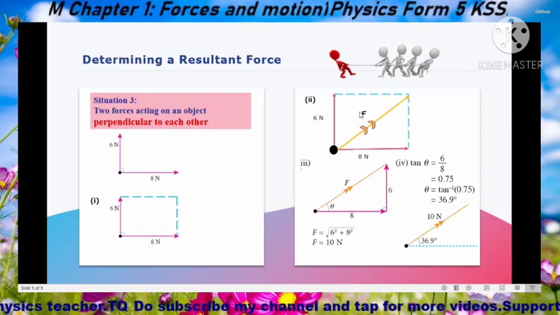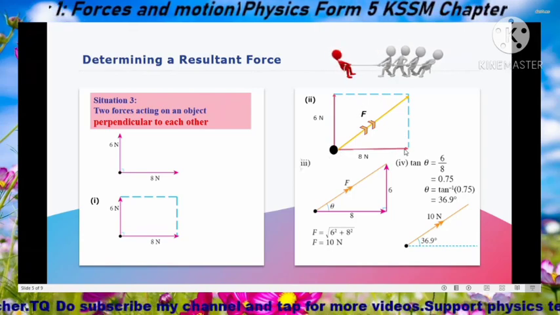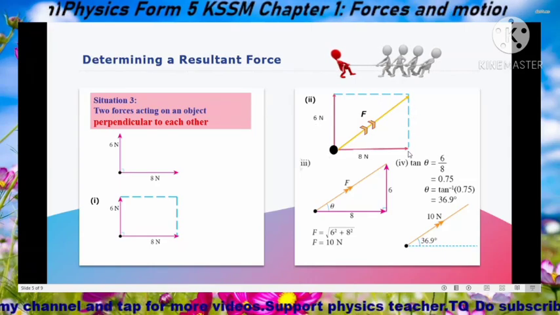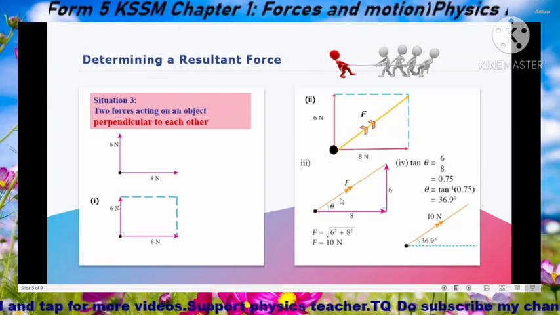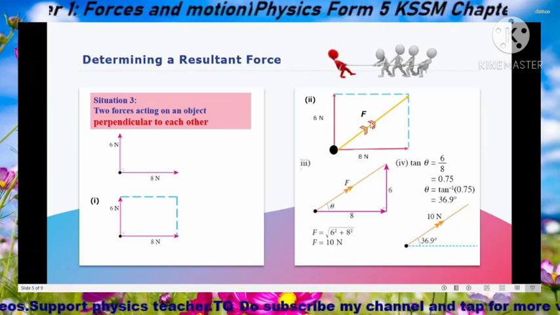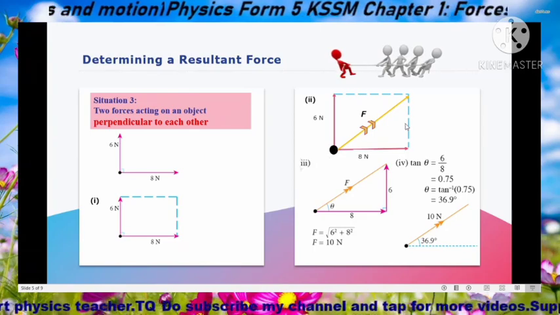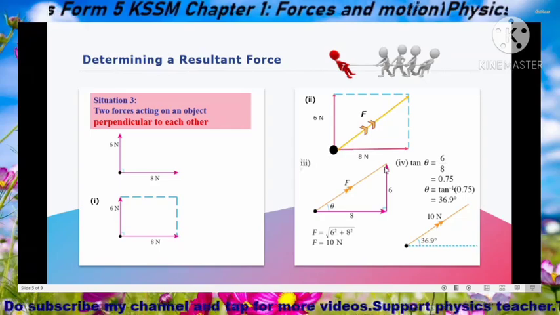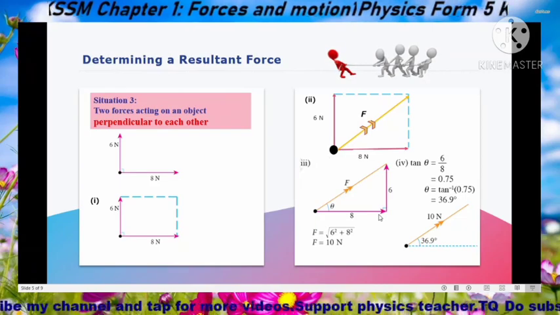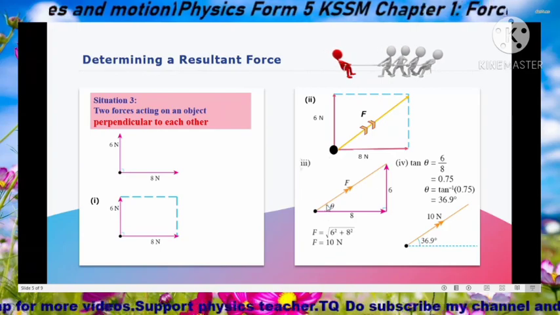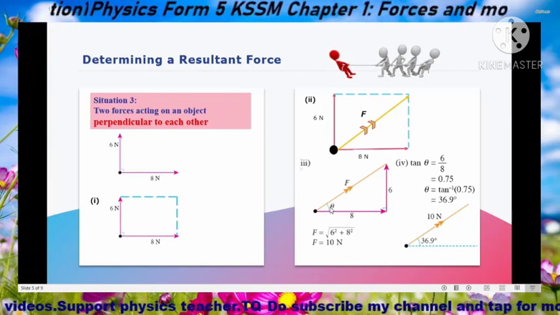We want to find F. So this side is also 6 Newton, this side. Okay, angle between, theta. Okay, so let's say we draw out this part, half of the triangle, this part. So it formed like this. Okay, this side is 8 Newton, 6 Newton. This is resultant force, and angle here is theta.